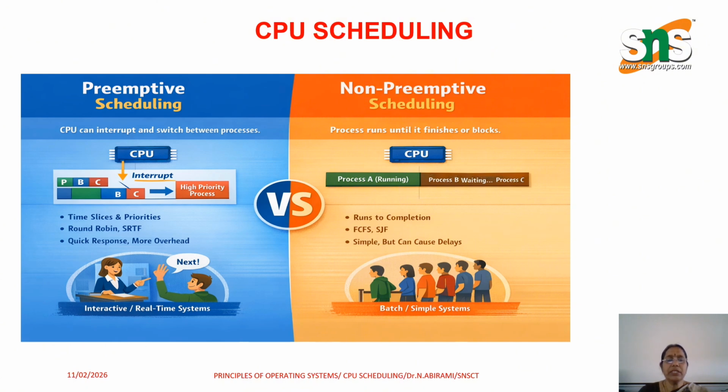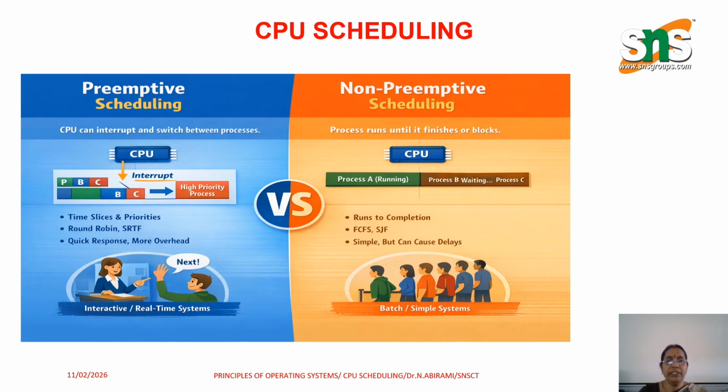In contrast, non-preemptive scheduling allows the process to keep the CPU until it either completes execution or voluntarily blocks for I/O operations. The operating system does not forcibly remove the process from the CPU, and this method is simpler to implement and involves less overhead because context switching does not happen frequently.